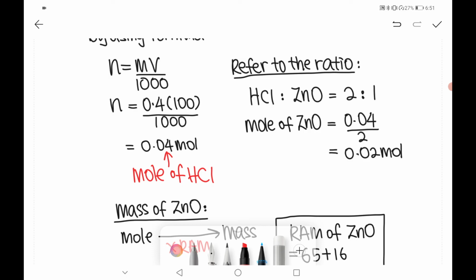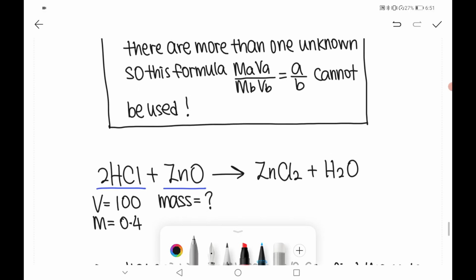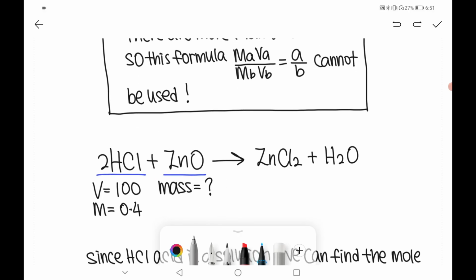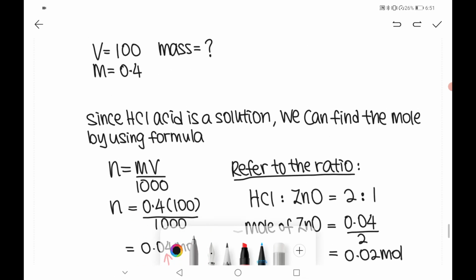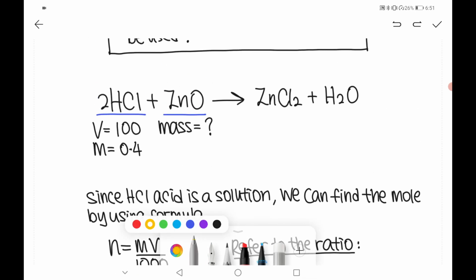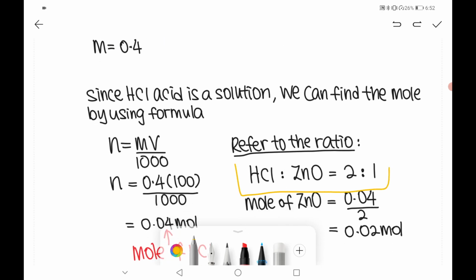Now we already have the mole of acid. So what should we do next? In this question, they are asking us to find the mass of zinc oxide. To find the mass of zinc oxide, we need to find the mole of zinc oxide first. How to find the mole of zinc oxide? We do the ratio. You can see hydrochloric acid and zinc oxide, the ratio is 2 to 1.